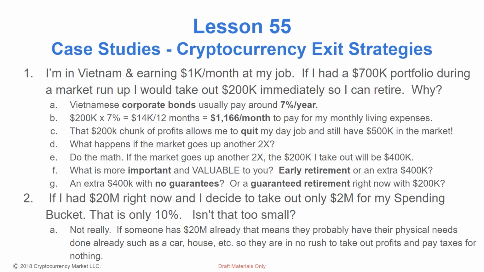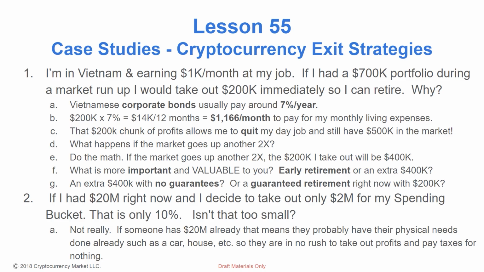So here are several case studies I want to share with you guys. The first case study is, pretend that I'm in Vietnam and I'm earning $1,000 per month at my job. If I had a $700,000 portfolio during a market run-up, I would take out $200,000 immediately so I can retire. Why is that? Because Vietnamese corporate bonds usually pay around 7% per year. And if I take the $200,000 and multiply it by 7%, I will get $14,000 interest payments per year.